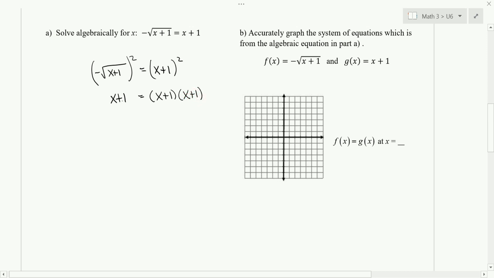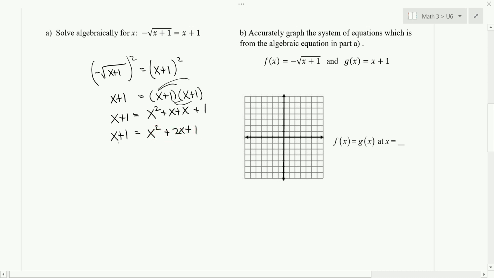Did anybody think of just dividing both sides by x plus 1? So let's distribute it out though, but we could divide as long as x is not -1. We don't know. X could be -1, right? So let's distribute though. So you get x plus 1 is x squared plus x plus 1. X plus 1 is x squared plus 2x plus 1.